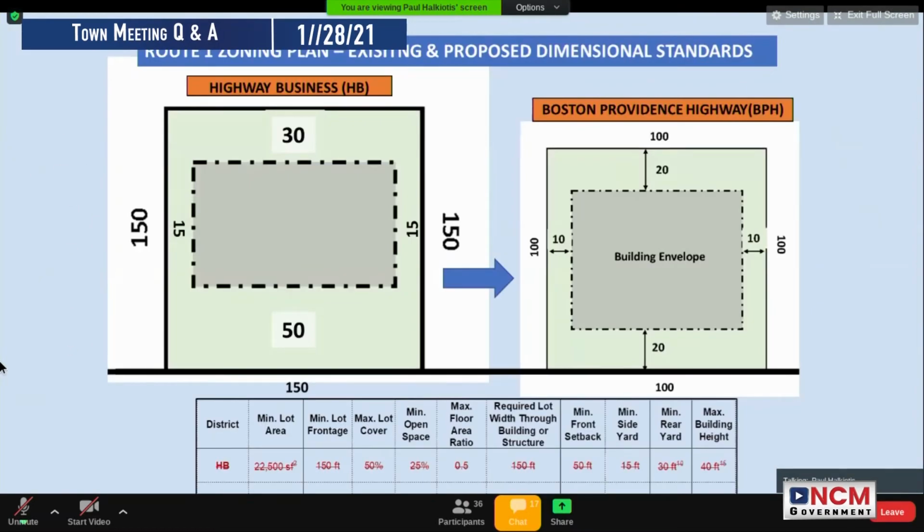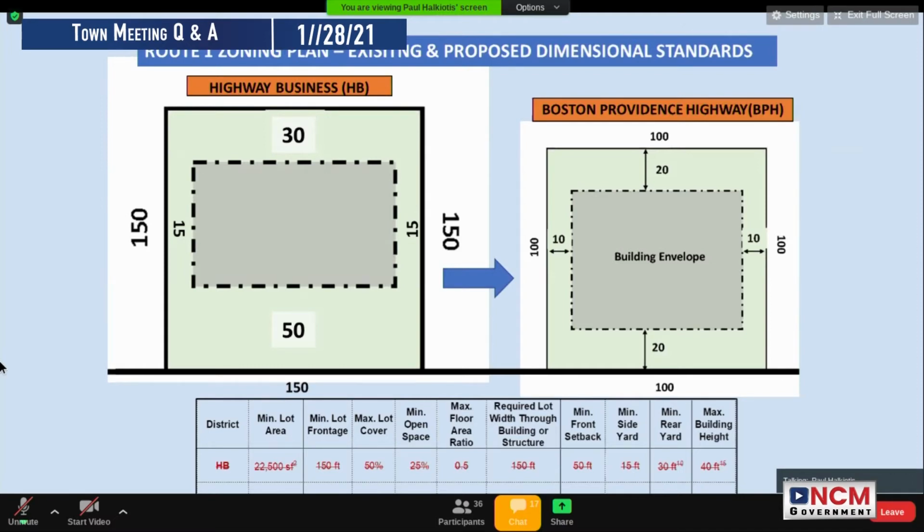This slide shows what we currently have in the Highway Business District. On the left, we see the minimum frontage is 150 feet currently in the HB District. The front setback is 50 feet, 15-foot side setbacks, and 30-foot setback to the rear. Eliminating the Highway Business District under the new Boston-Providence Highway District, the dimensional requirements will change slightly. It'll allow for less frontage, 100 feet, less setback, 20 feet, 10-foot side setbacks, and a 20-foot rear setback.